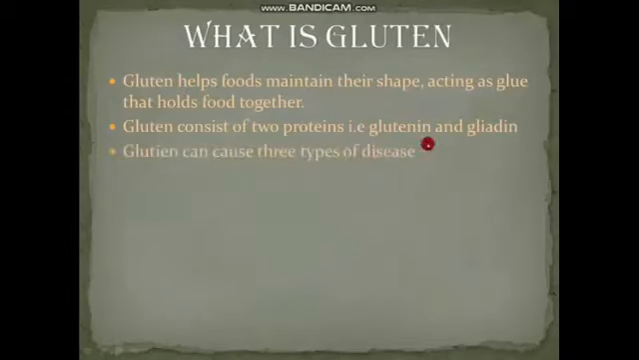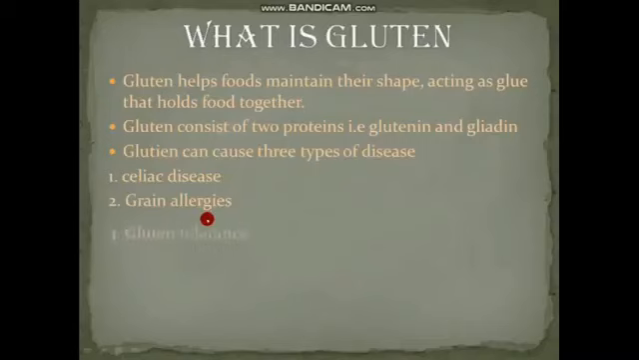Then the next point says that gluten can cause different types of diseases. The first disease it can cause is celiac disease, and here we are going to fully focus on celiac disease. The second disease it can cause is grain allergies. What actually happens in grain allergies is that when grains are taken in our diet, antibodies are activated, and these antibodies start attacking the grains.